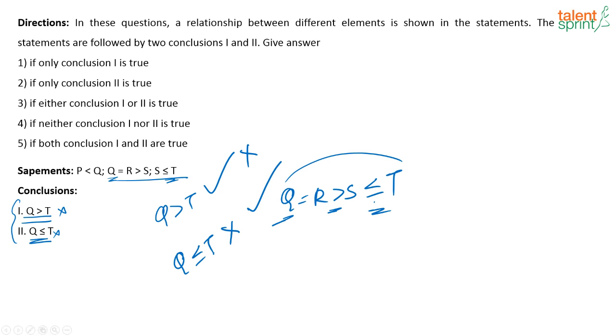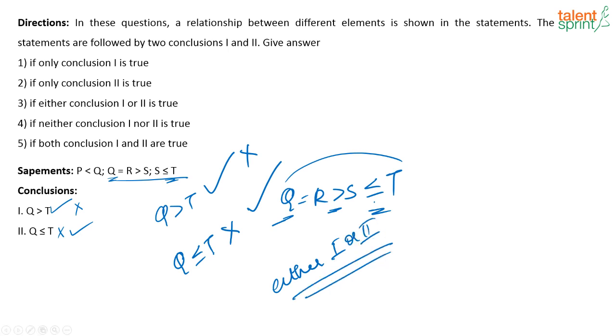So don't blindly mark the answer that both the conclusions don't follow. Here, since the same variables are used, it is like a complementary pair. Either this conclusion is true, this is false, or if this is false, then this is true. So the answer will be either 1 or 2 is true. Correct answer will be option 3.